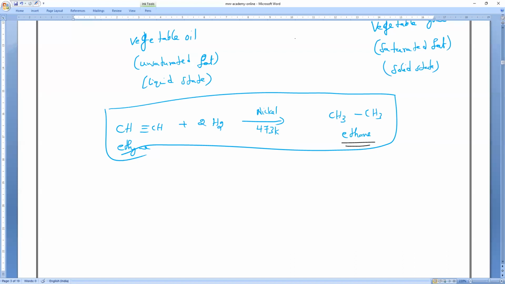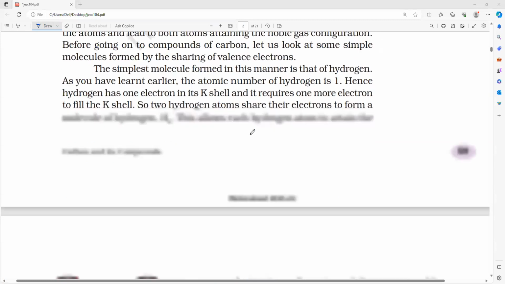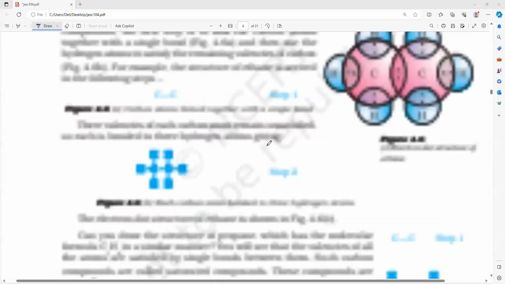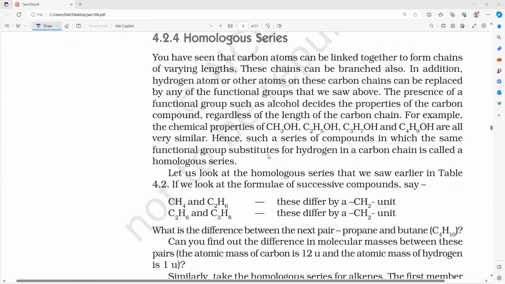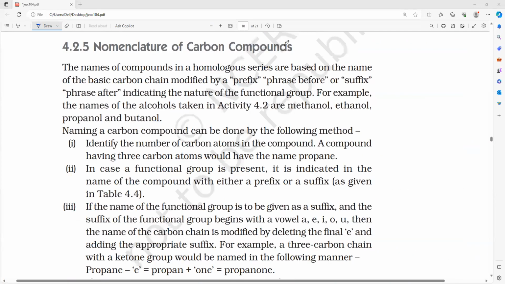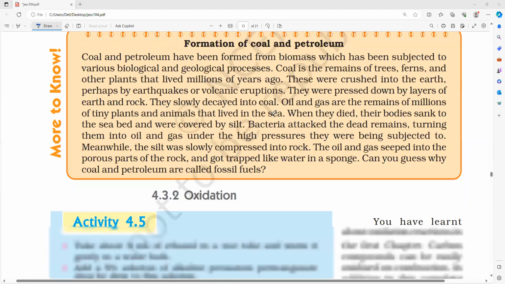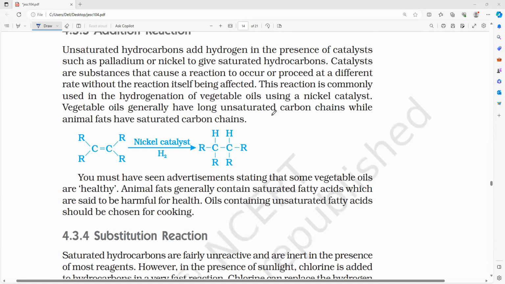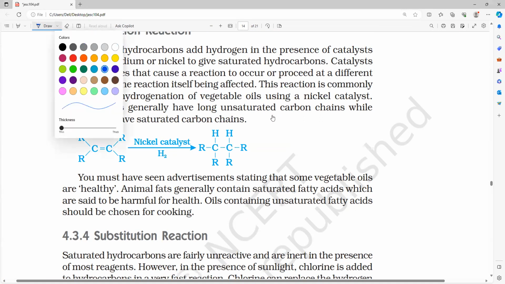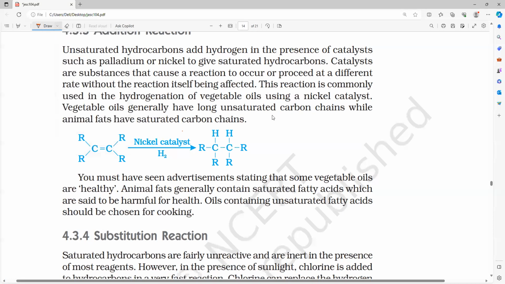Every kind of vegetable oil, that is the paragraph I want to discuss, that's the reason I'm stressing. Definitely in the board exam, they will ask about this one. This is what we call an addition reaction. Addition reaction means by adding some element, we are converting unsaturated into saturated. What is the best example of addition reaction, everybody? Hydrogenation of oils.